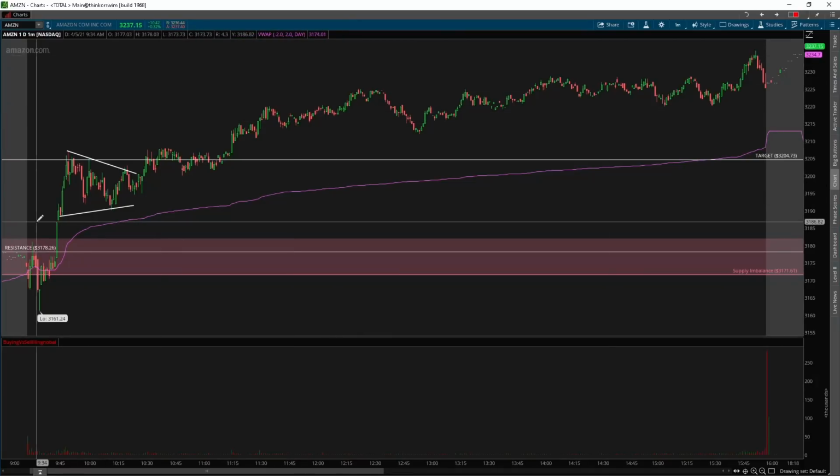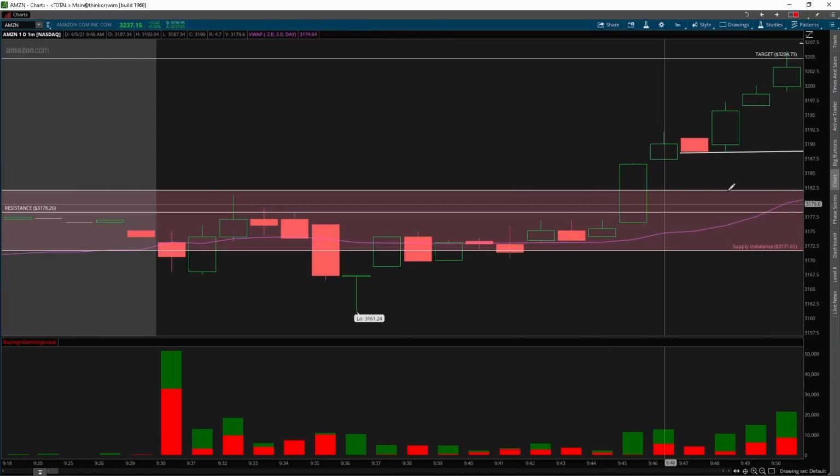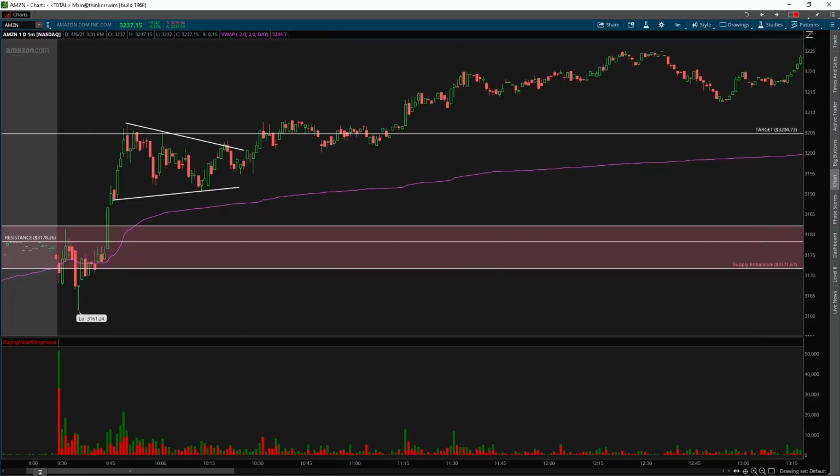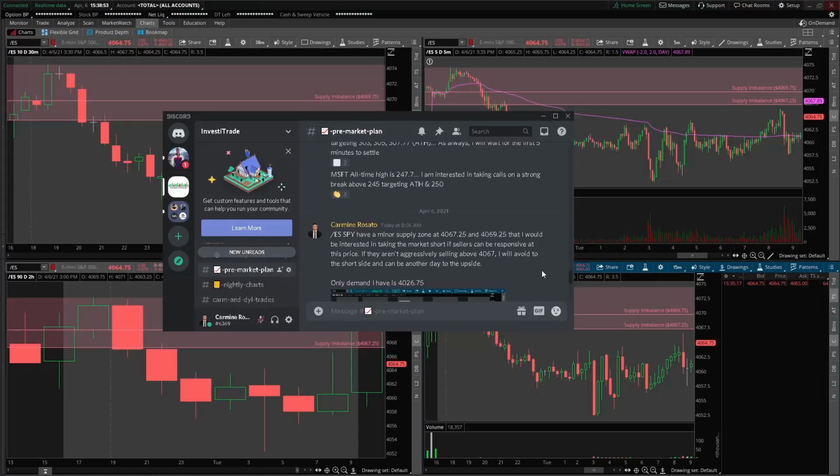If I do recommend trading it, it's only when we have large, thick candles like this, where there is volume and a clear direction with strong volatility. And today on Tuesday, April 6th, on the S&P 500, our plan was that we created somewhat of a little supply zone at 4,067 and 4,069 that I would be interested in taking the market short if sellers can be responsive at that price. If they aren't aggressively selling above 4,067, I'm going to avoid the short side and it could be another day to the upside.